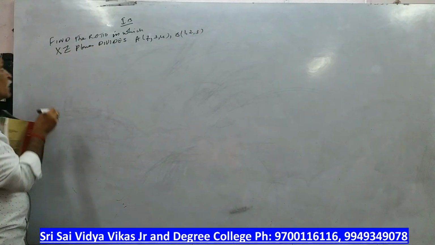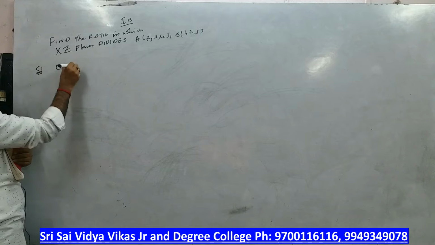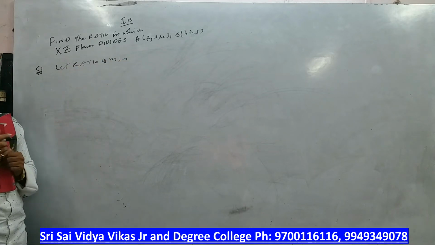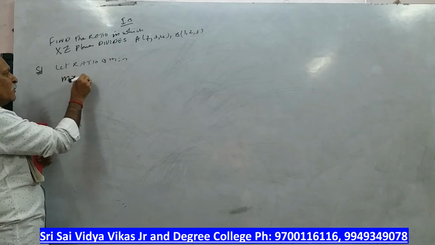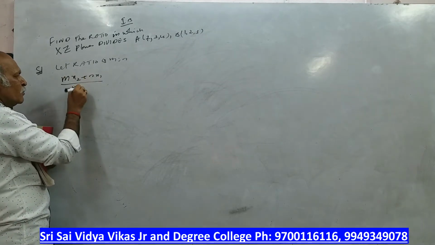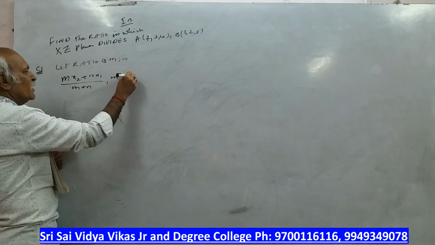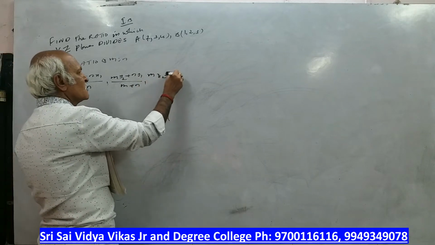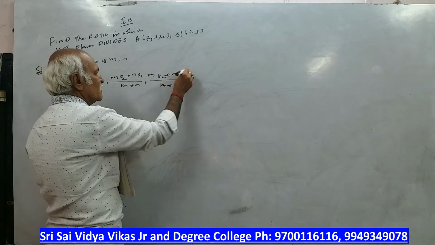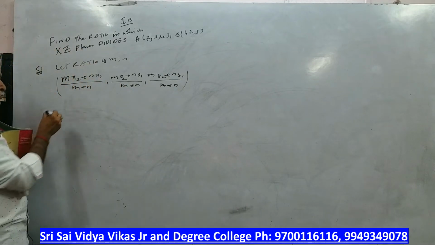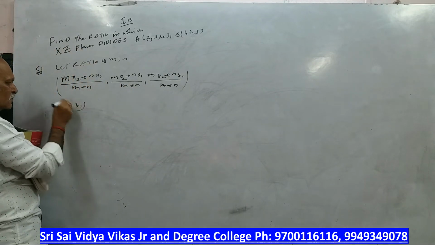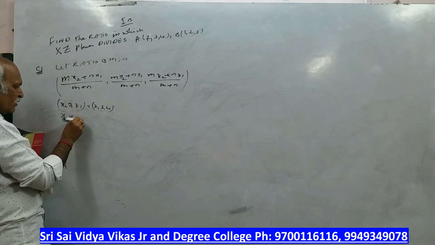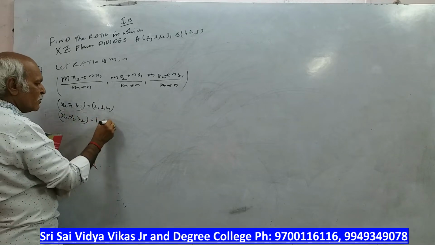Okay. Now we are asked to find the ratio. Let the ratio be m is to n. The formula is (mx2 plus nx1) by (m plus n), (my2 plus ny1) by (m plus n), (mz2 plus nz1) by (m plus n). Right? Now, what is x1, y1, z1? 2, 3, 4. x2, y2, z2 is equal to 1, 2, 3.